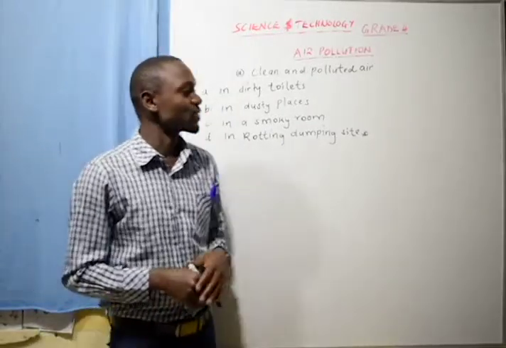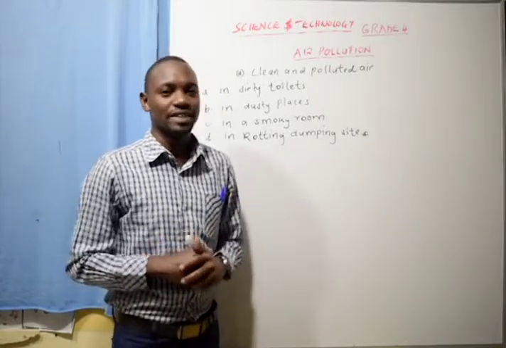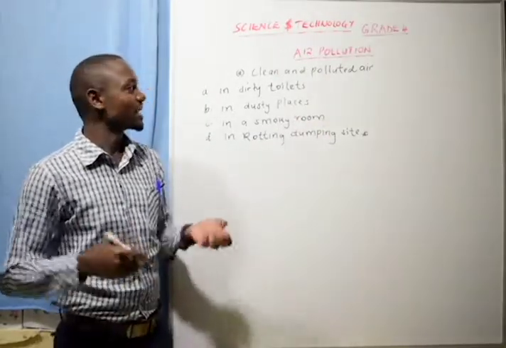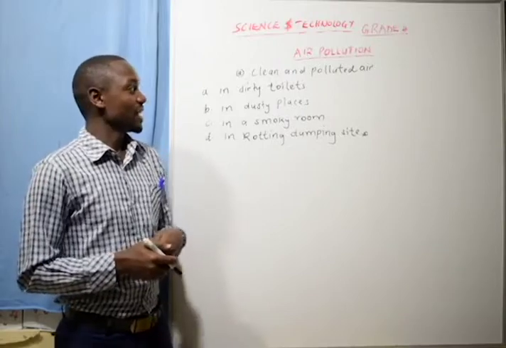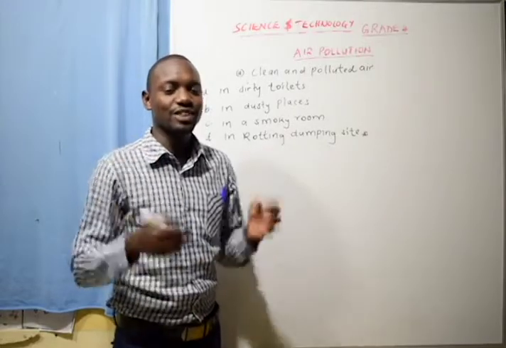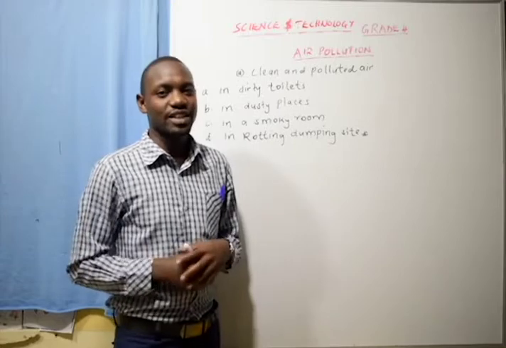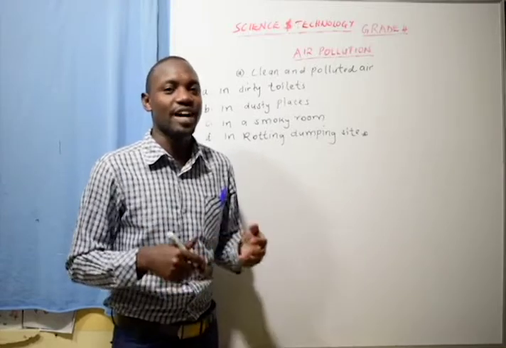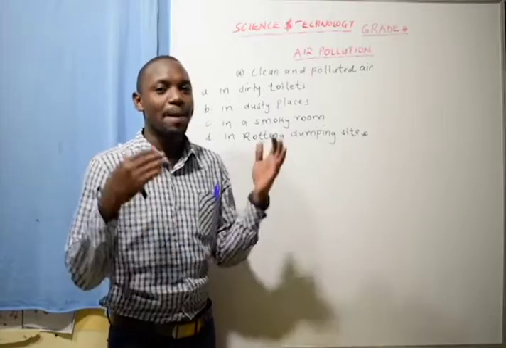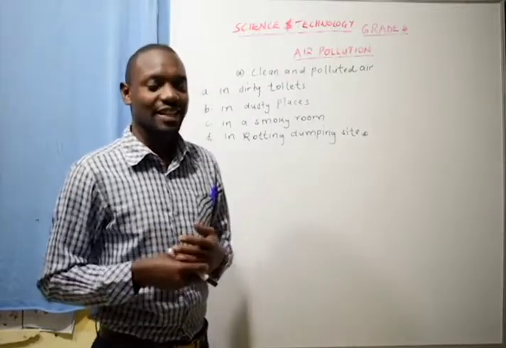In the previous lesson, we looked at the meaning of pollution, whereby we said pollution means making something unclean. Air pollution means making air unclean. We looked at some of the ways in which air can be made unclean. Those things that make air unclean are called air pollutants. Most of these air pollutants include dust, smoke, and bad smell. Those are the main pollutants. We said we can have smoke from cigarettes, that is cigarette smoking.